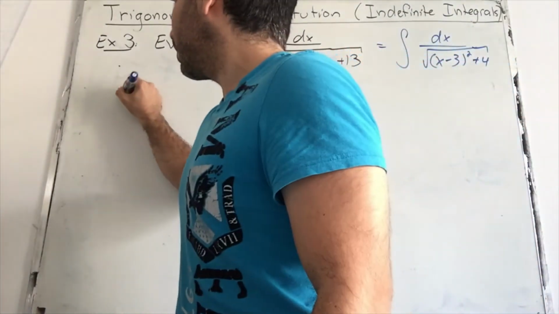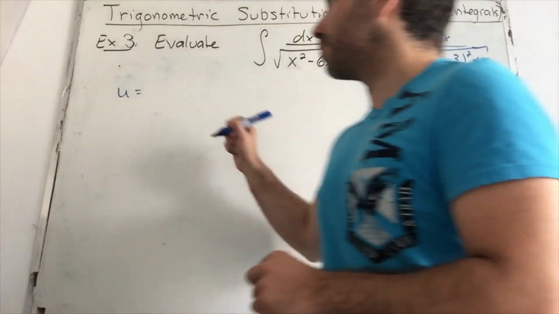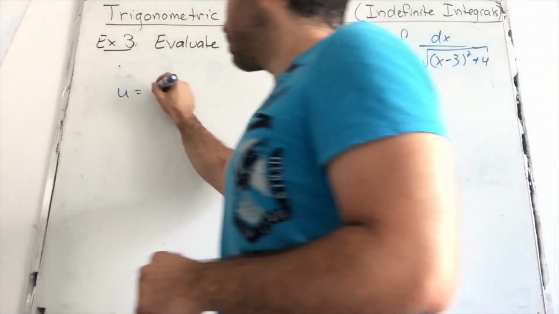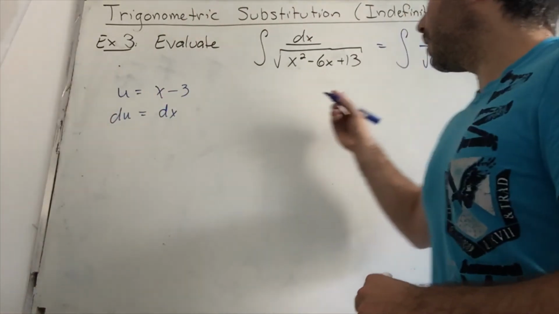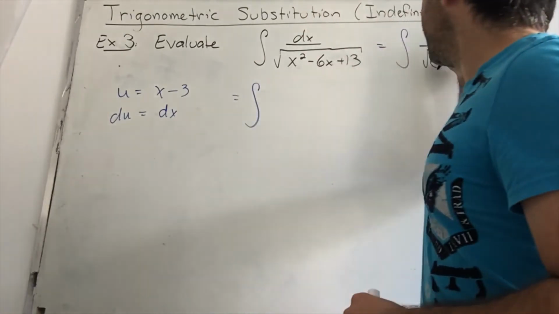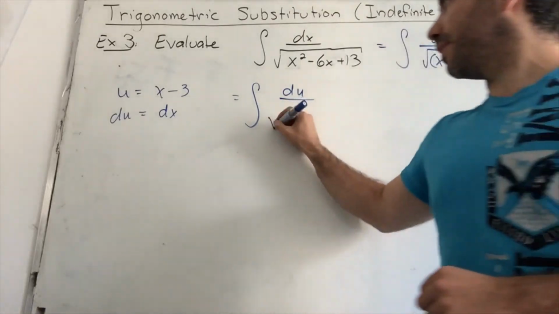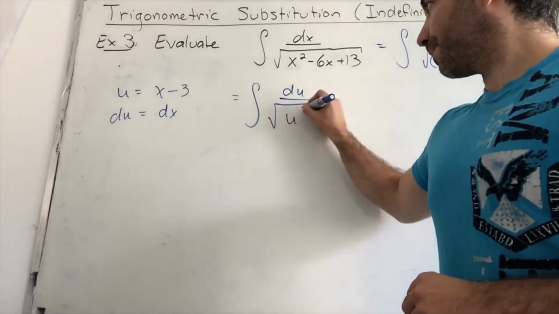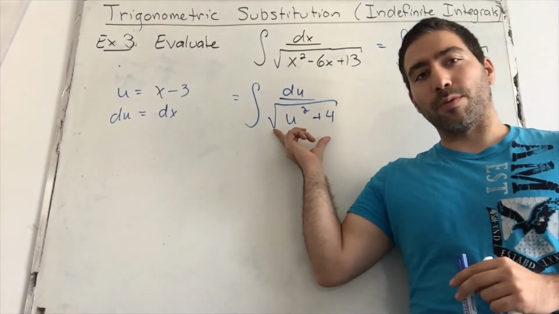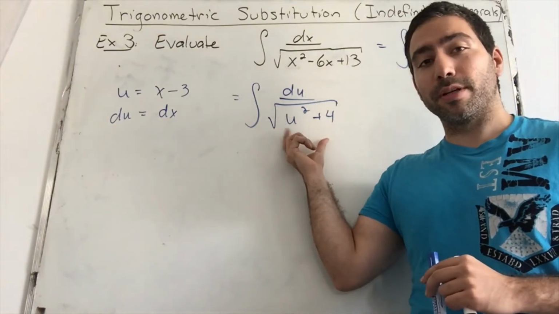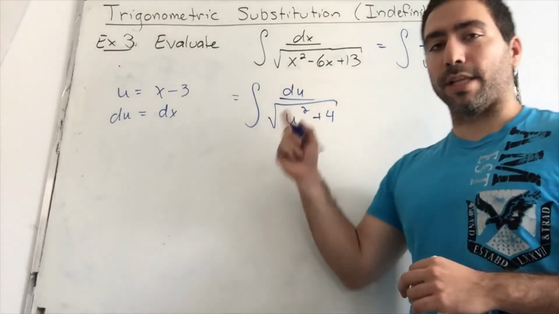Every time you use a complete-the-square argument, it's followed by a u substitution. We're going to let u equal what's in the bracket: u equals x minus 3. That means du equals dx. So dx is being replaced with du, and we have the square root of u squared plus 4. And now we're set to go. This is exactly what we wanted. This is case 2, so instead of x, we're just using the letter u.